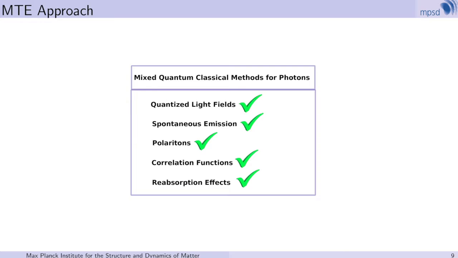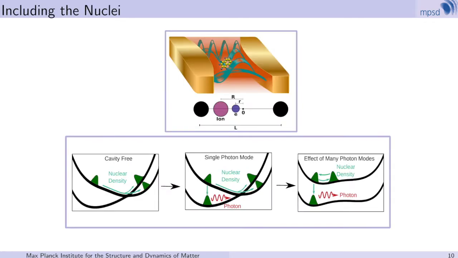So in general, I just quickly want to sum up our electron-photon benchmarking. We can include quantized light fields by simply adding a sampling scheme for the photonic degrees of freedom and then propagating them with classical optical trajectories. We can describe spontaneous emission, polariton peaks, and even correlation functions with just using MTE. And if you go beyond the simple MTE approach, you will also be able to capture effects like reabsorption and re-emission. But as I said in the beginning, our main idea of starting to develop this method is to be able to go to realistic systems.